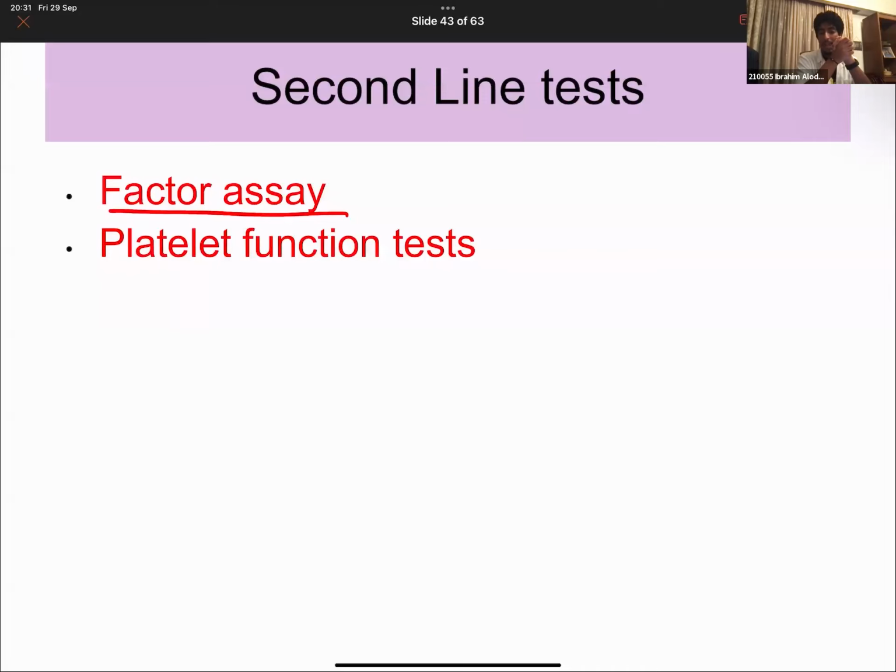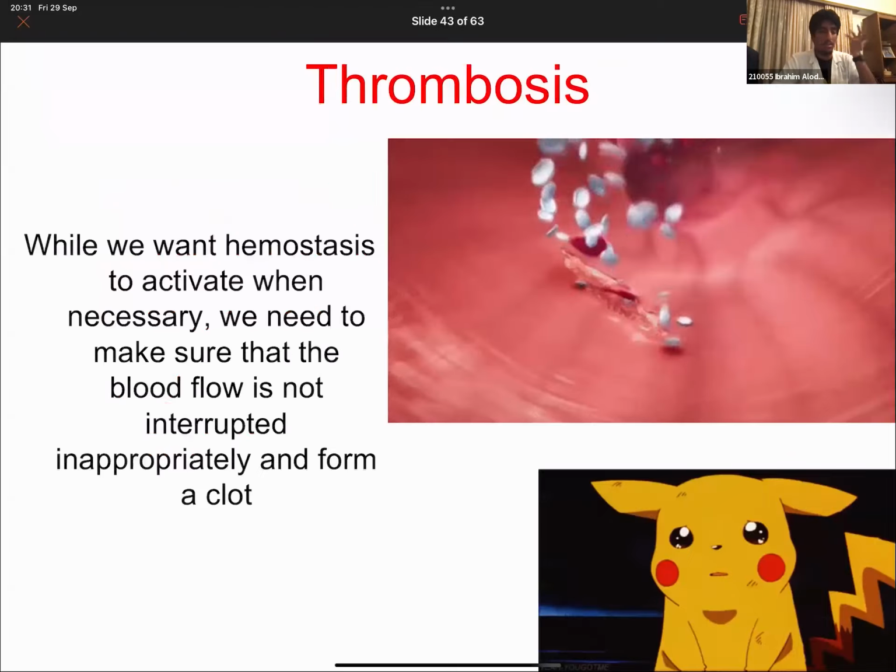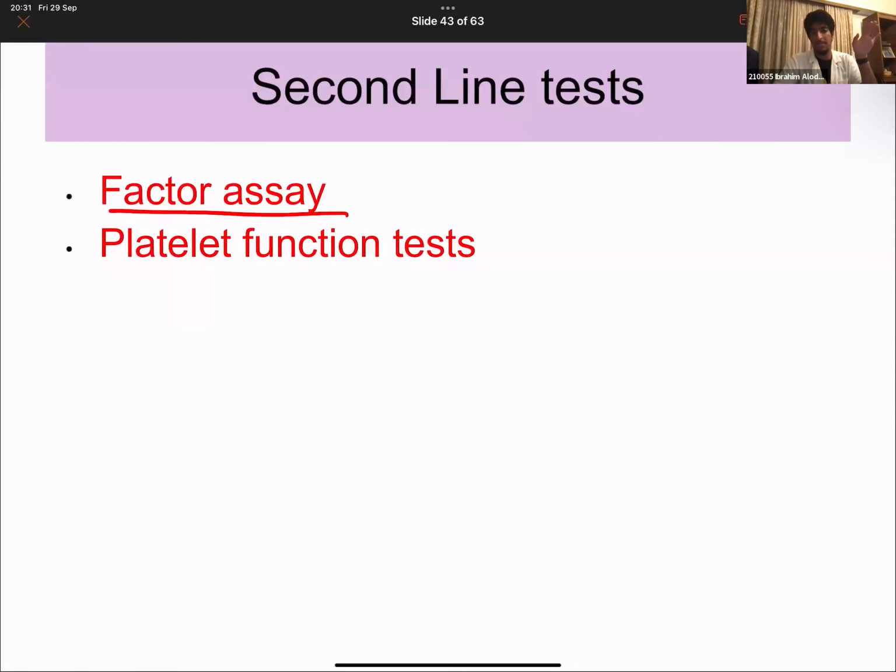For example, if you do an APTT and the APTT is elevated, you don't know which factor is actually the problem. It might be one, it might be two, it could be all of them. So a factor assay is the way for you to confirm which factor it is. Or you could do a platelet function test, which again checks exactly how the platelets are functioning. Those are the second line tests. Just keep in mind these are the second line tests.